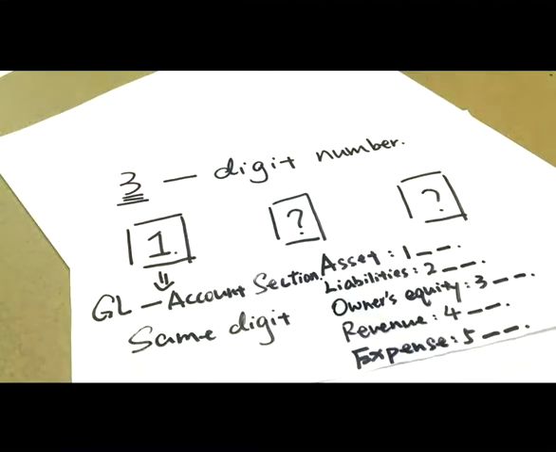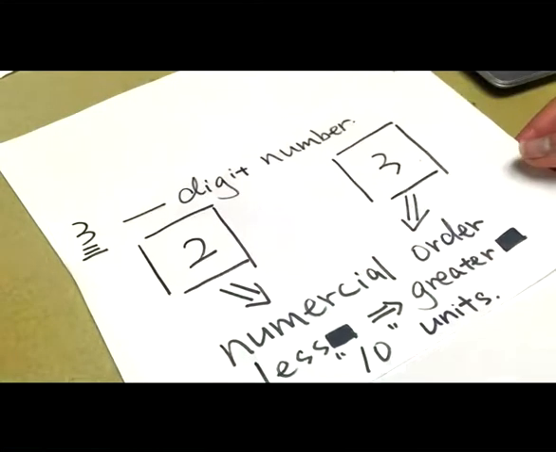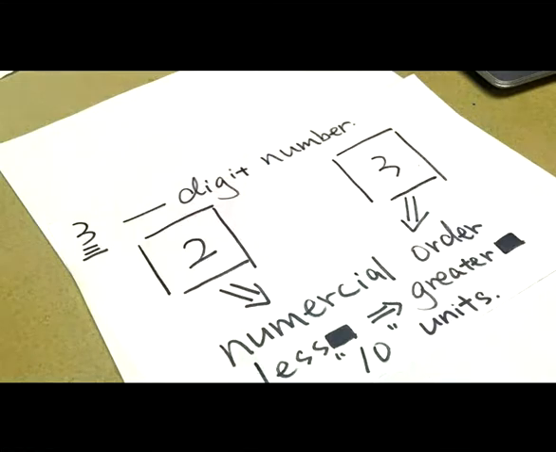But if you think we are already done, you are wrong. There is a 3-digit number for each account. The first digit of each account number shows which section of the general ledger the account is located in. All asset accounts begin with 1, all liabilities with 2, all owner's equity with 3, revenue with 4, and expense with 5. The second and third digits tell you where, within the section of the general ledger, the account is. The accounts are arranged in numerical order, from smaller numbers to greater numbers. Usually, the numbers increase in units of 10.